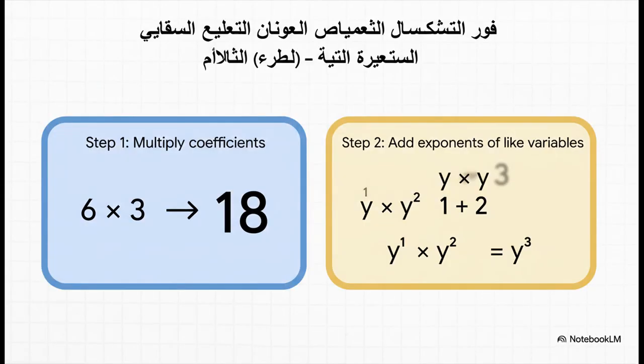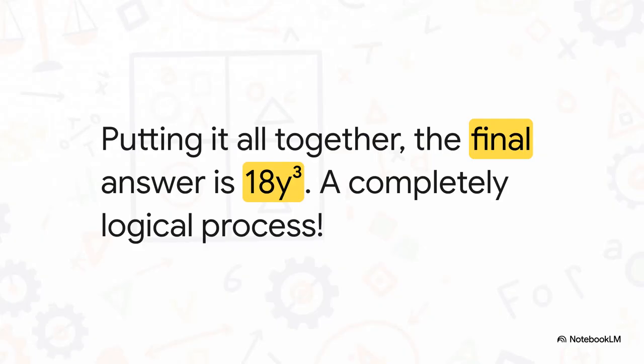All right, let's walk through it. Step 1, multiply the coefficients. 6 times 3, that's 18. Done. Step 2, add the exponents on the variables. Now, here's a little trick. That first y doesn't look like it has an exponent, but it's got an invisible 1 up there. So we do 1 plus the 2 from the other y, and we get 3. So our variable part is y cubed. And now we just stick the two parts back together. We've got our 18, we've got our y cubed.